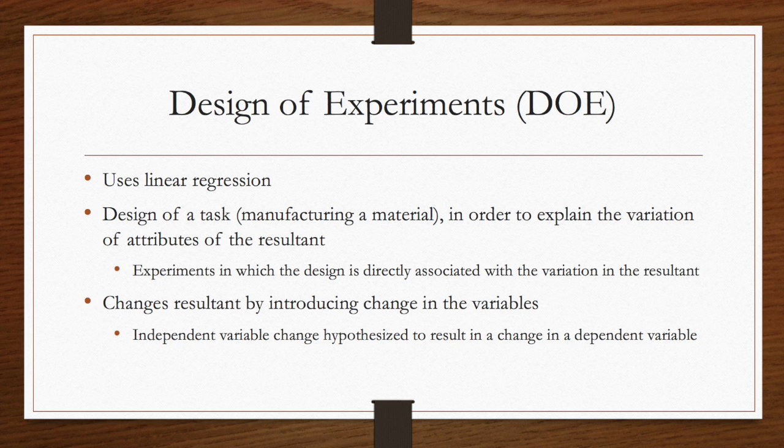A design of experiments, or DOE, uses linear regression to produce multiple variations of the production of a product and predicts the outcome of these variations. A DOE designs the method by which tasks may be completed in order to explain the variation and attributes of the resultant. This is often used for experiments where the design is directly associated with the variation in the resultant. Using a design of experiments, we introduce change in the variables in order to change the result. The change of an independent variable is generally hypothesized to result in a change in a dependent variable.